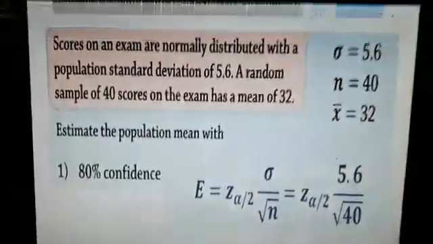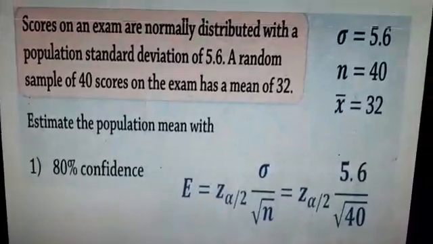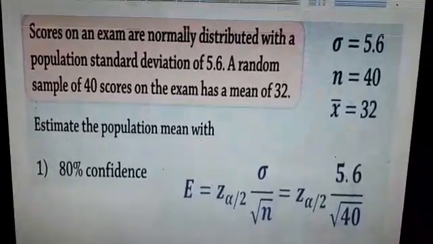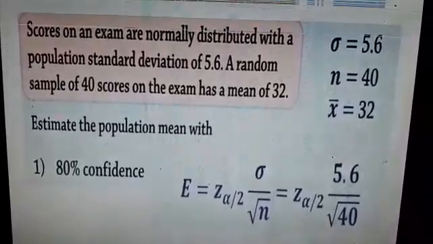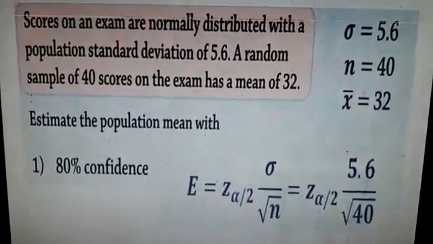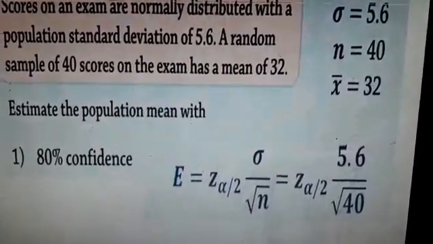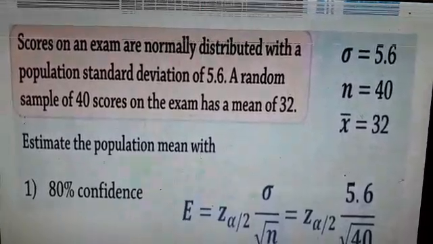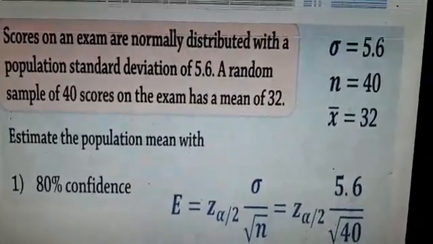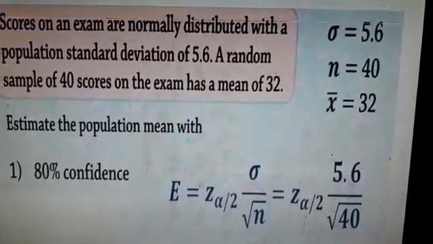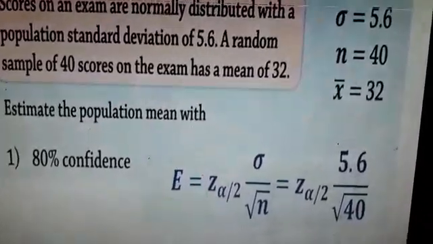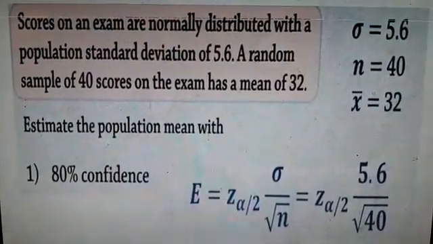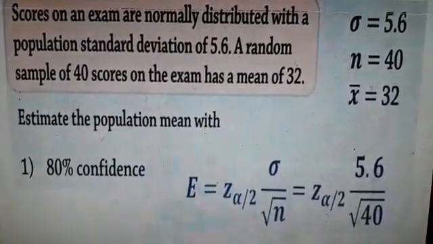Now we'll look at an example. Suppose scores on an exam are normally distributed with a population standard deviation of 5.6. A random sample of 40 scores on the exam has a mean of 32. Estimate the population mean with 80% confidence. So from here we found the standard deviation is 5.6, the sample size n is equal to 40, and x bar is 32. From the sample we got the mean as 32, we have taken the sample size as 40, and the population standard deviation was 5.6.